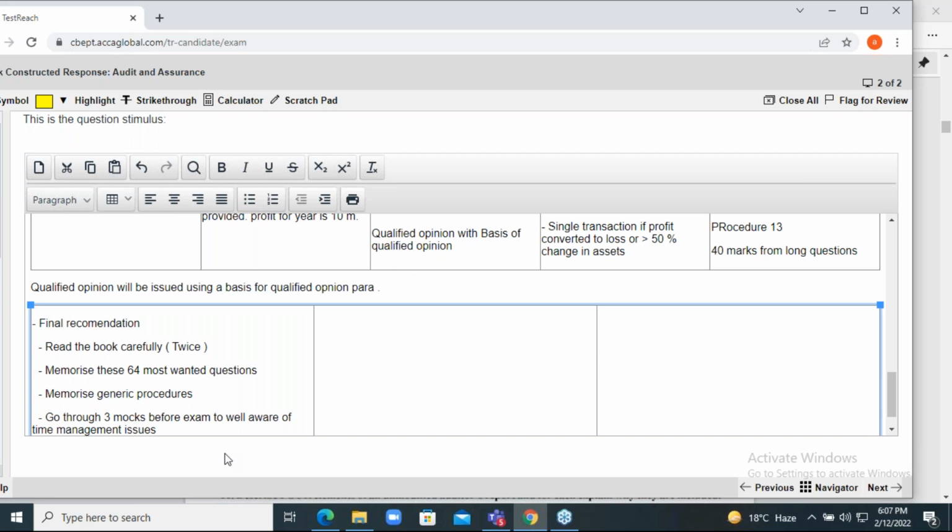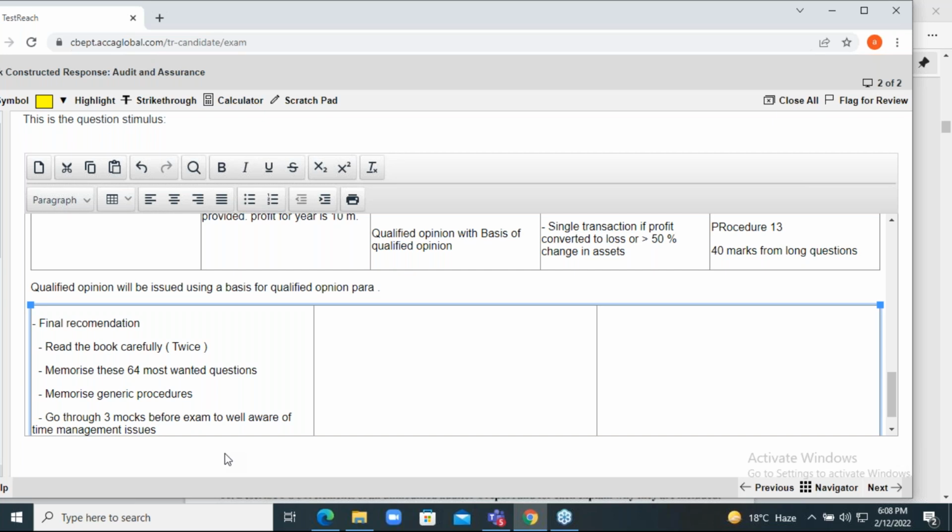Now what happens if you have not attempted a mock, then you will not be aware of time management issues, that is, how much time will be allocated to OTs and how much time should be spared for long questions. Now, this is very important. So please go through at least 3 mocks.